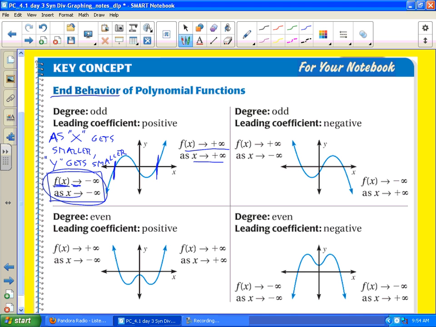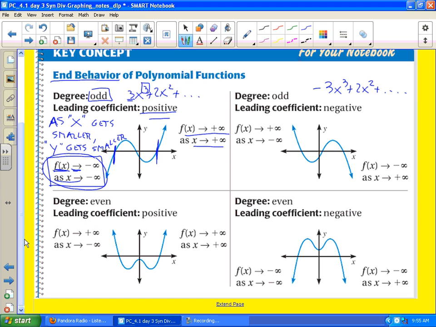So look at odd functions with positive leading coefficients. That's something like this: 3x cubed plus 2x squared plus blah, blah, blah. Odd, positive. The next one, odd, negative. So that would be negative 3x cubed plus 2x squared plus blah, blah, blah. So all that happens is when it's negative, my graph just flips. And we already know that from quadratics. We know if a quadratic has a negative in front, it opens down instead of up. Ups and downs swap location.